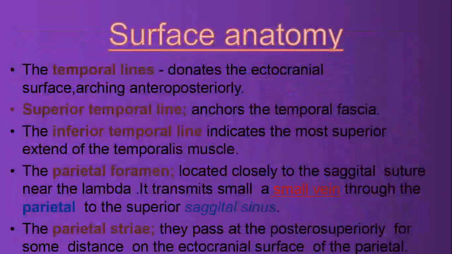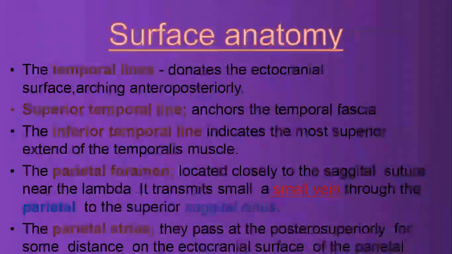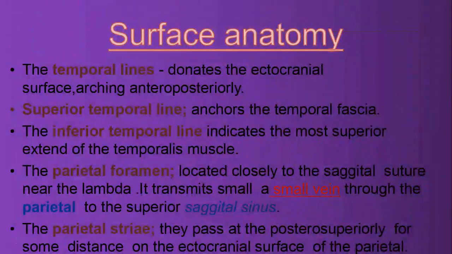The temporal lines denote the ectocranial surface, arcing anteroposteriorly. Then the superior temporal line anchors the temporal fascia. The inferior temporal line indicates the most superior extent of the temporalis muscle. So these are the muscles of the head.